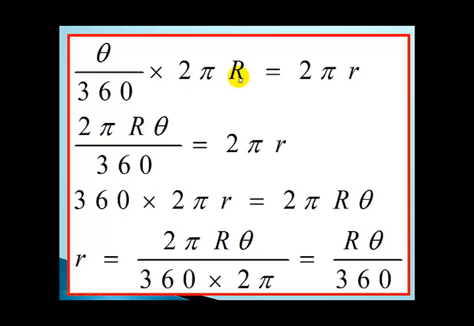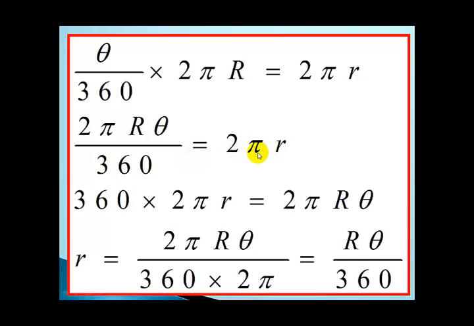was formed. And this is equal to 2 pi r, where 2 pi r is the formula for finding the circumference of a circle. Now, we multiply theta by 2 pi r and we divide the results by 360. So theta times 2 pi r will give us 2 pi r theta divided by 360. And this is equal to 2 pi r.